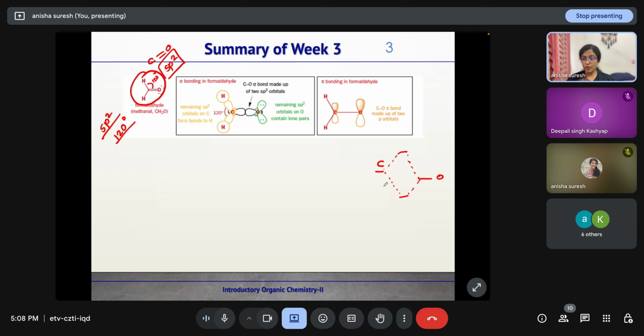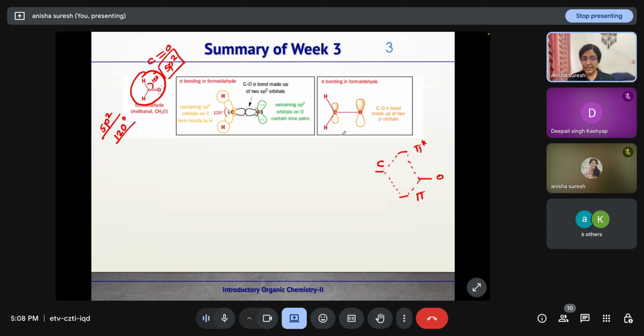So if pi bonding is taking place, then here this will be the pi bond and this will be the pi star orbital. This will be the pi orbital and this will be the pi star orbital. So the pi orbital will be closer in energy to that of the oxygen and the pi star orbital will be closer in energy to that of the carbon.